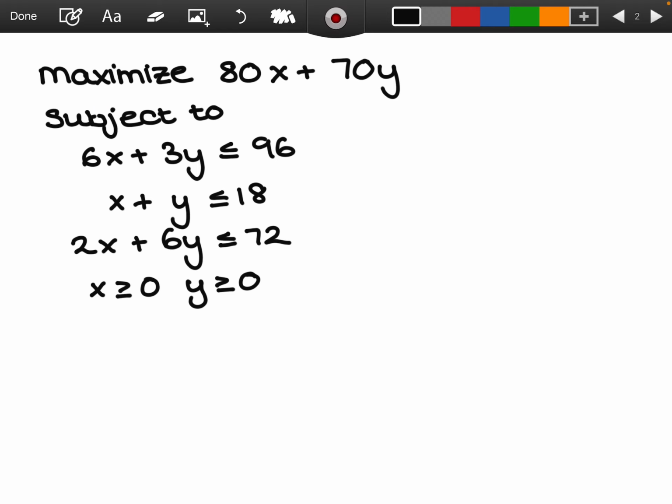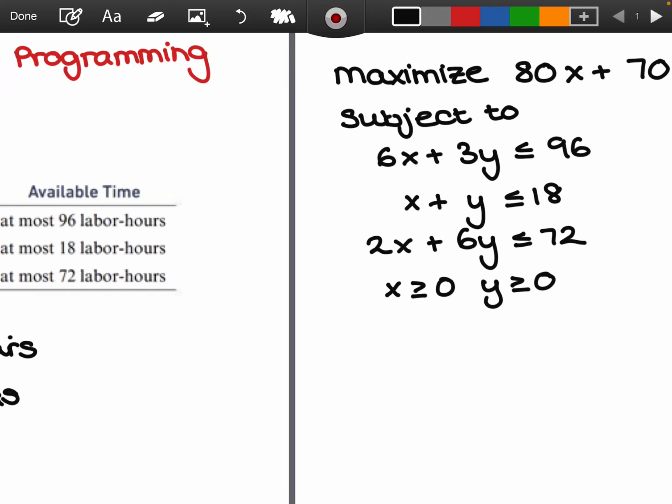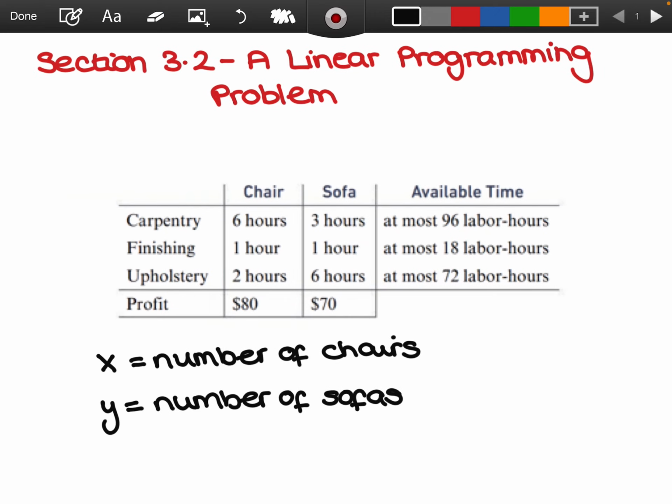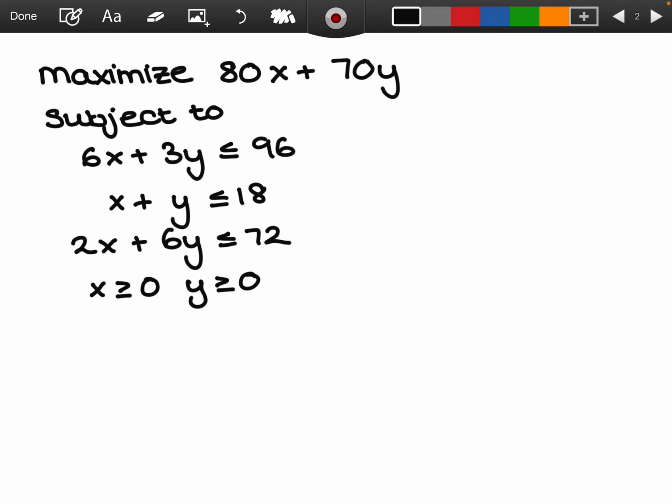Then we have the constraints we are subject to, which is the number of hours of labour. We have 6 hours of carpentry for a chair and 3 hours of carpentry for a sofa. So 6 times the number of chairs plus 3 times the number of sofas has to be at most 96 hours. You can't have more than 96 hours in total spent on carpentry for these chairs and sofas. So 6x plus 3y has to be less than or equal to 96.